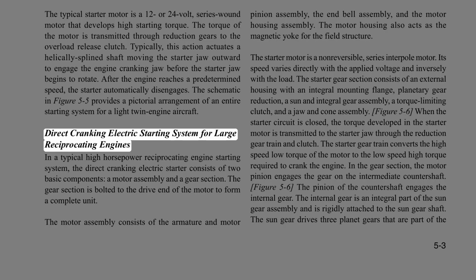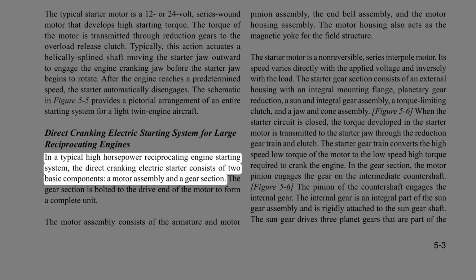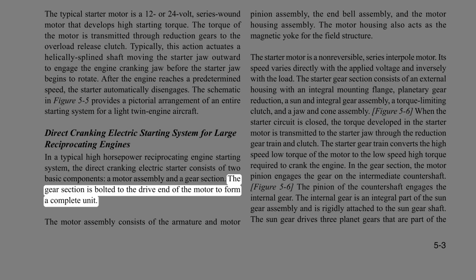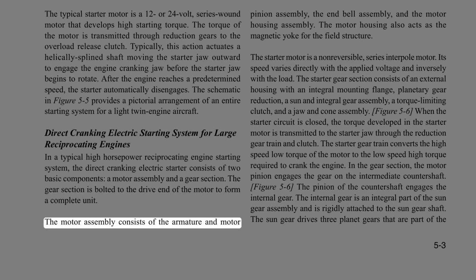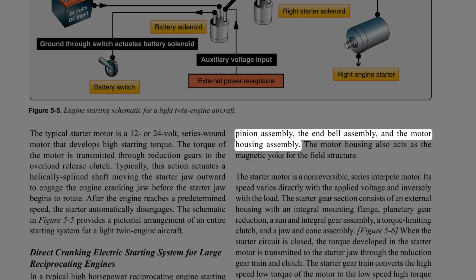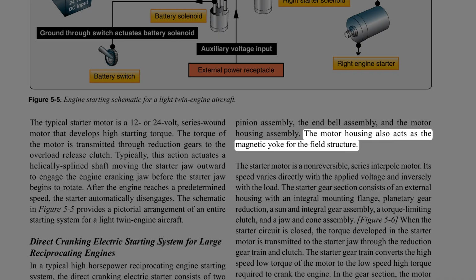Direct cranking electric starting system for large reciprocating engines. In a typical high-horsepower reciprocating engine starting system, the direct cranking electric starter consists of two basic components, a motor assembly and a gear section. The gear section is bolted to the drive end of the motor to form a complete unit. The motor assembly consists of the armature and motor, pinion assembly, the end bell assembly, and the motor housing assembly. The motor housing also acts as the magnetic yoke for the field structure.